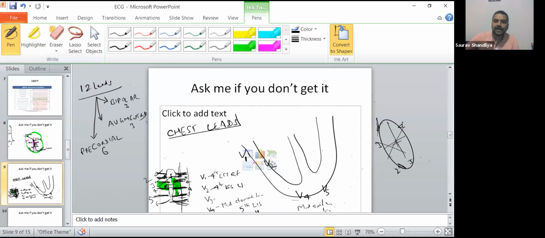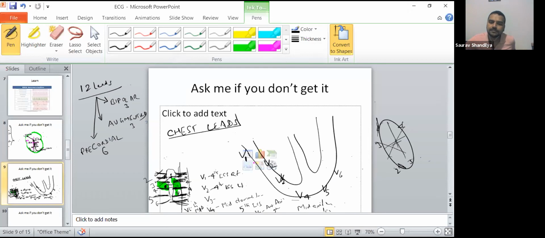Again, come to V5. V5 is basically at the anterior axillary line on the fifth intercostal space. And V6 is also in the fifth intercostal space, in the mid axillary line. So V1, V2, V3, V4, V5, and V6. Understood? Or is there any confusion? Again, I'll repeat it, or you want me to write? I'll write it. Mid-clavicular, yes, fine. Now, between V2 and V4, just place V3.